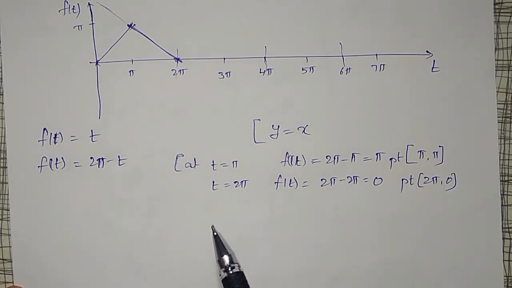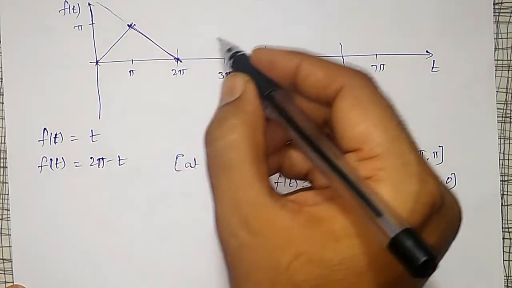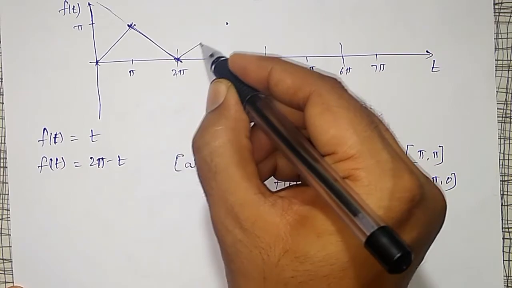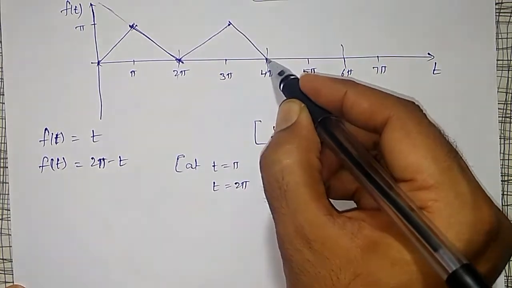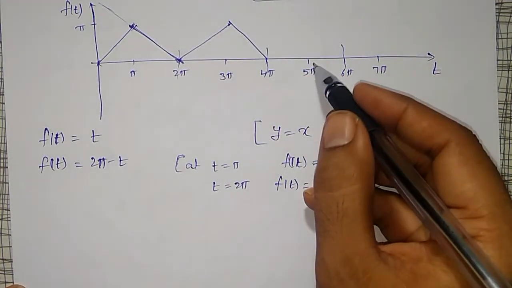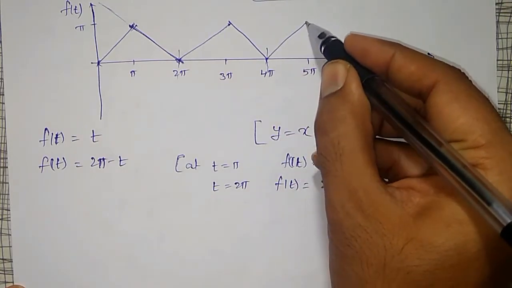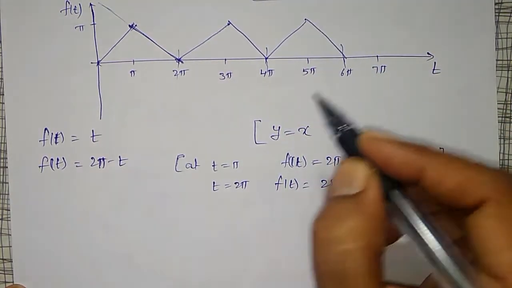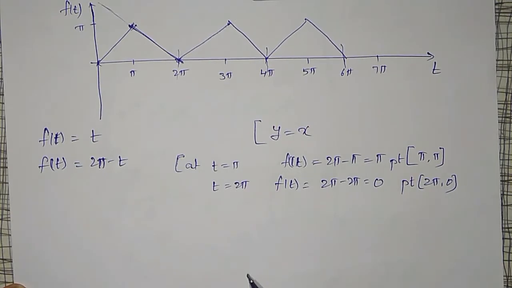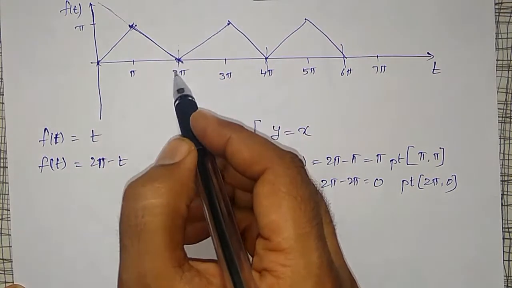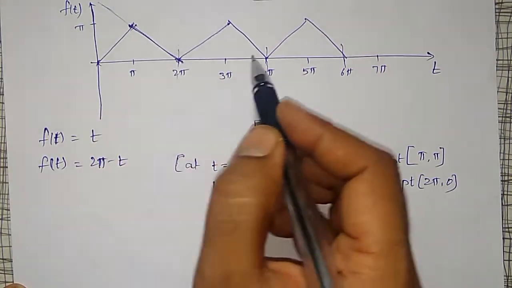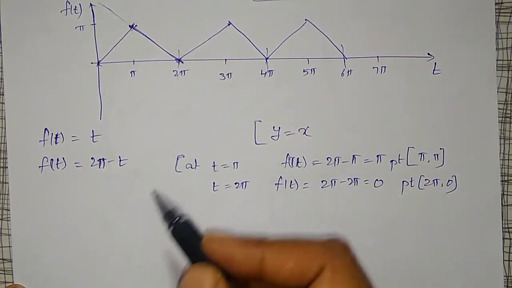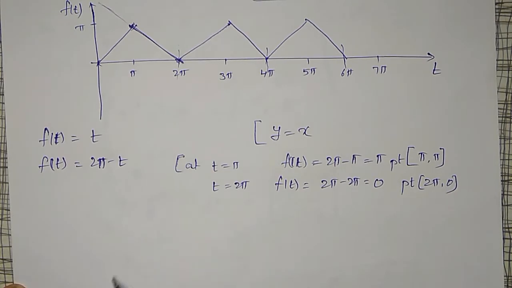For the next period, again it is this one and this one. Up to 5 pi it goes like this, and I get sawtooth waves here. This is my periodic function. The graph is repeating for so many periods. Using this, next I have to find the Laplace transform of this periodic function.